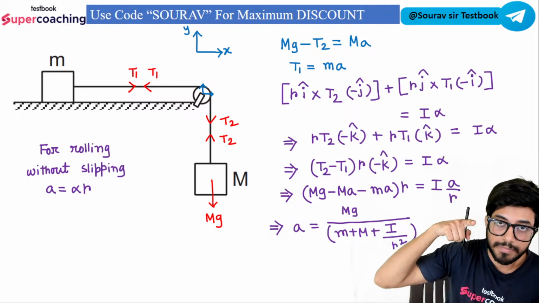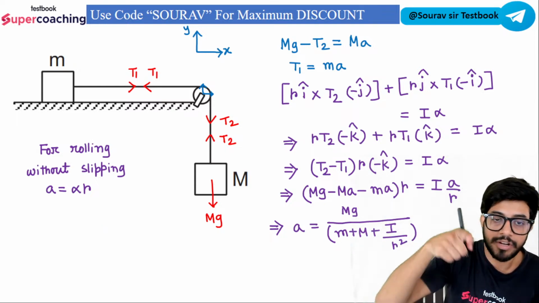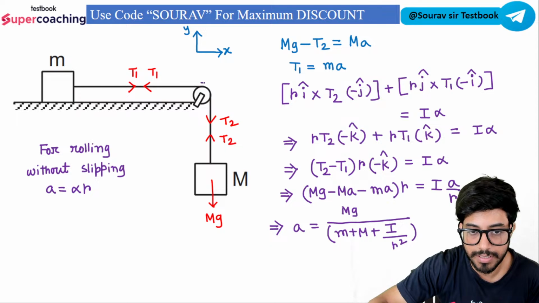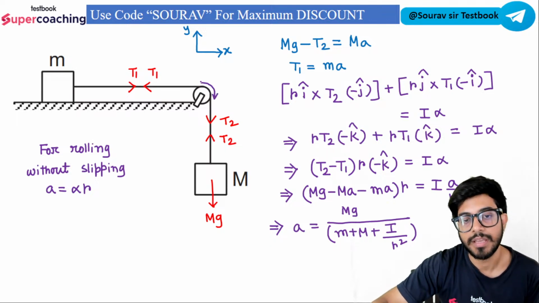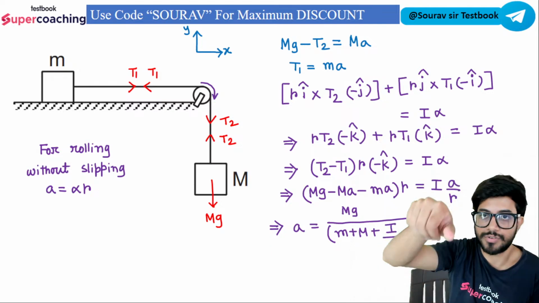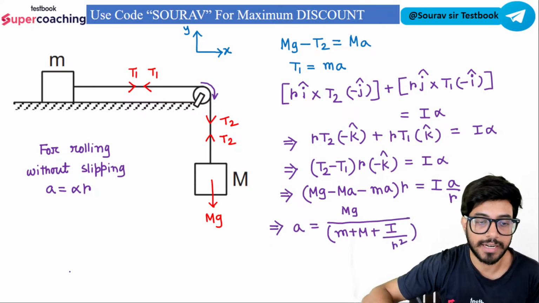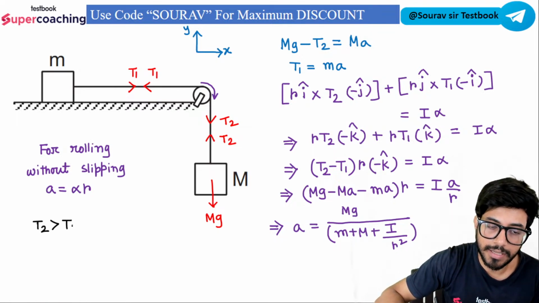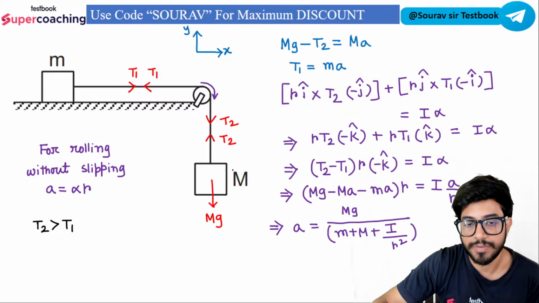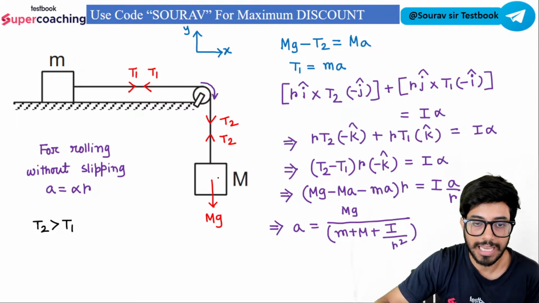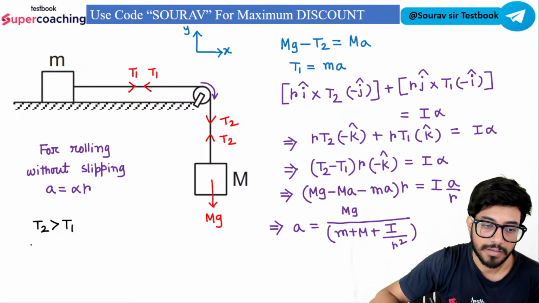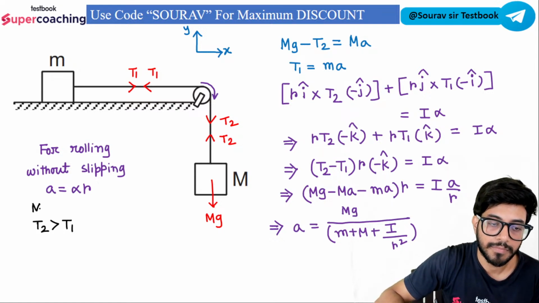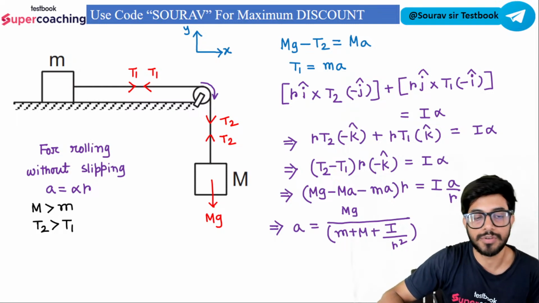Of course, the resultant torque is inward into the plane, so it will rotate in this direction. Torque should be into the plane. We know T2 is greater in magnitude than T1, just because this is the larger mass. Capital M is greater than small m, so of course T2 should be greater than T1.